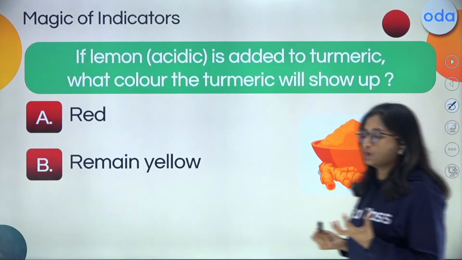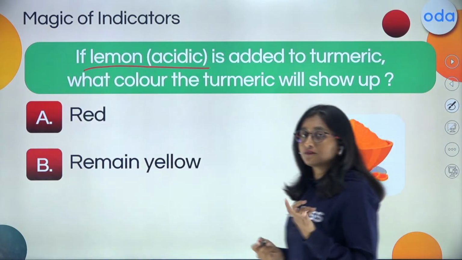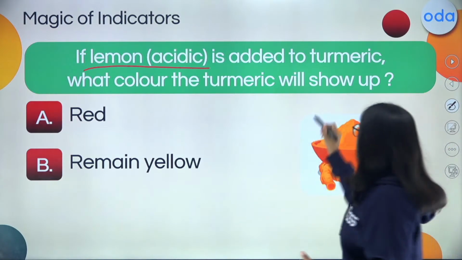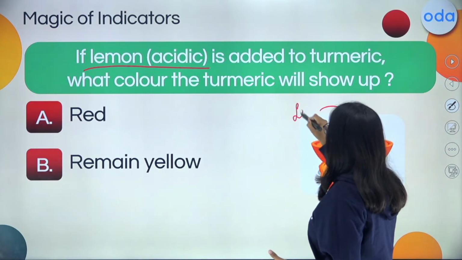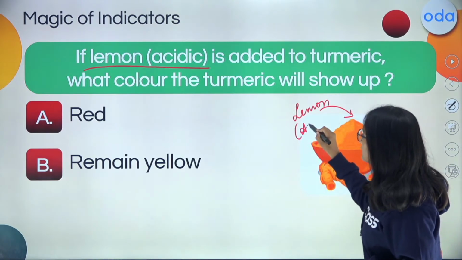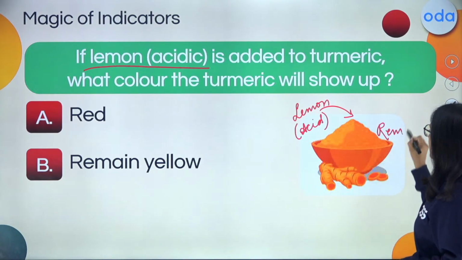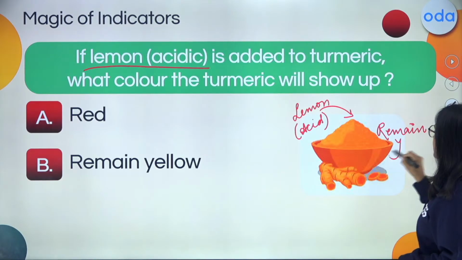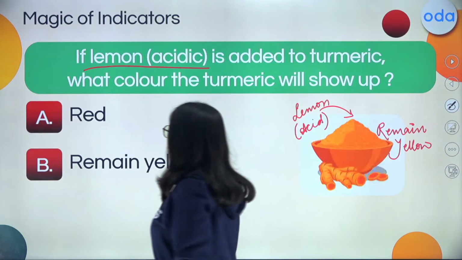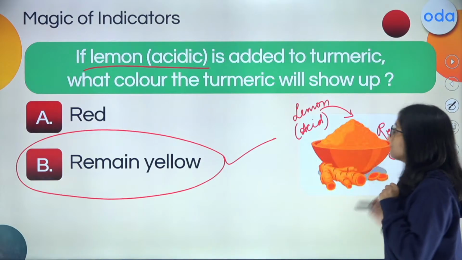Now, what is going to happen if the lemon, which is acidic in nature, is added? Is there going to be any change? In case of the acid, we have found that it remains yellow in color. So in this case, there is no change. It remains the same yellow color. So this is going to be the right one.